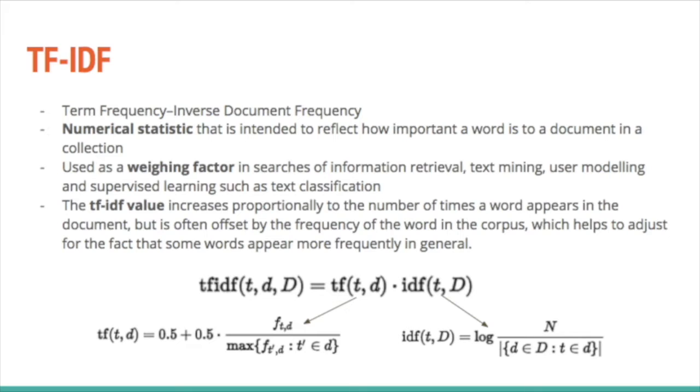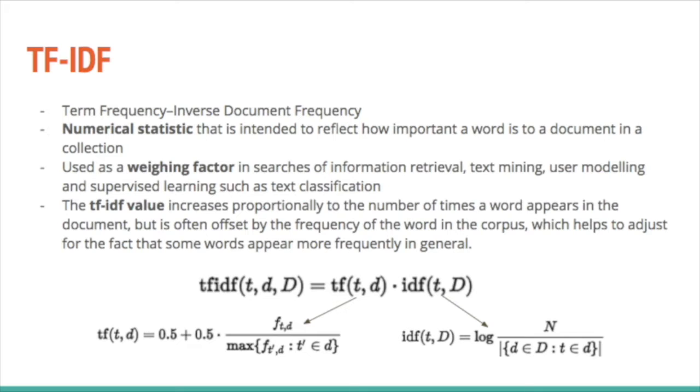TF-IDF, short for Term Frequency Inverse Document Frequency, is a numerical statistic that is intended to reflect how important a word is to a document in a collection. It is used as a rank factor in searches of information retrieval, text mining, user modeling, and supervised learning such as text classification. The TF-IDF value increases proportionately to the number of times a word appears in a document, but is often offset by the frequency of the word in the corpus, which helps to adjust for the fact that some words appear more frequently in general. At the bottom of the slides, you can see a short expansion of the formula for TF-IDF.